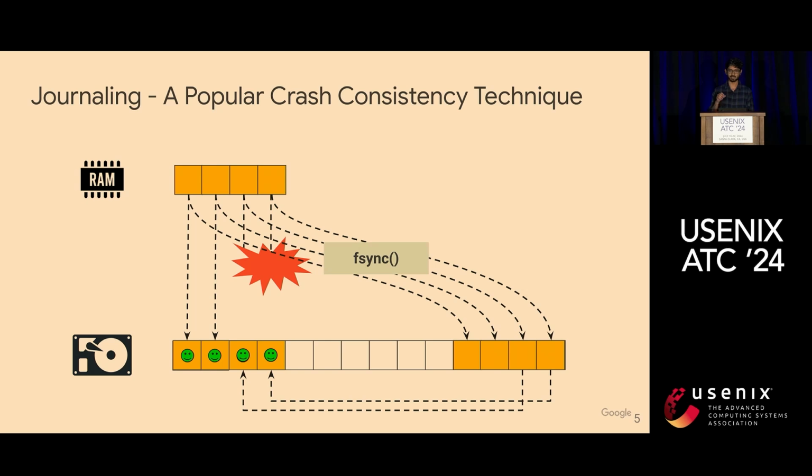Since journaling sits right in the middle of the write operation path, its performance is very critical, and the overall file system write performance heavily depends on journaling performance.